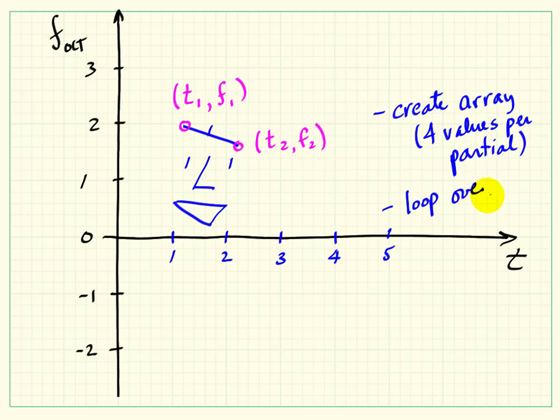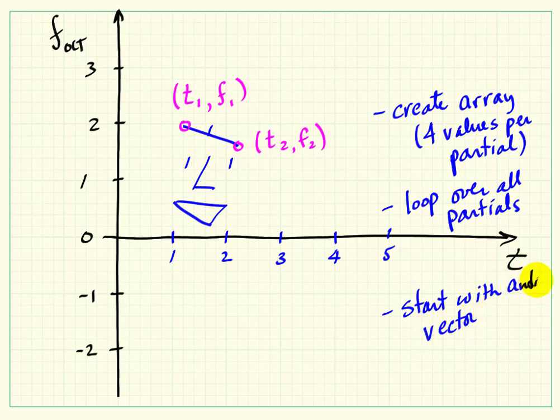I can then loop over this array, effectively looping over all of the partials, and then create the sinusoidal partial for each one, and then add those up to build the sound. That's the essence of additive synthesis. It's also critical that we start with an audio vector populated entirely by silence, or by zeros, and then we can simply add in each partial.